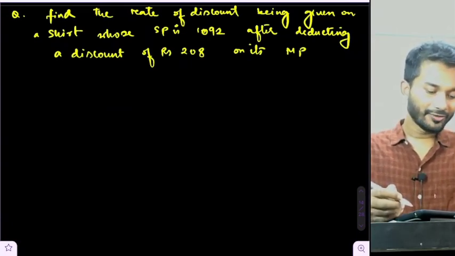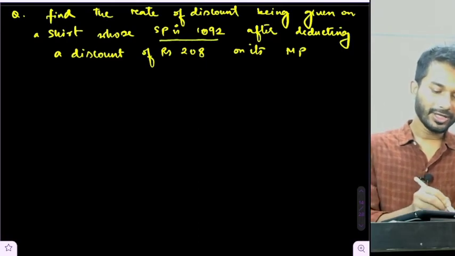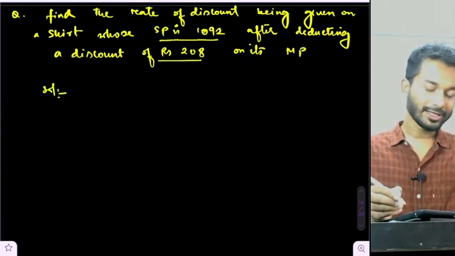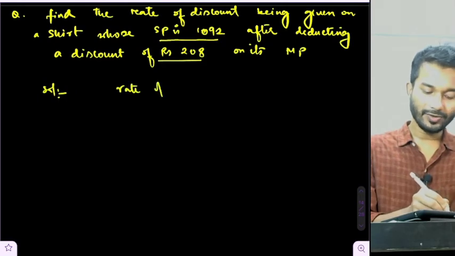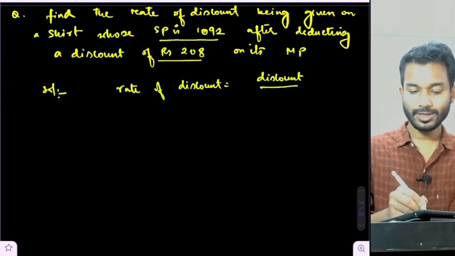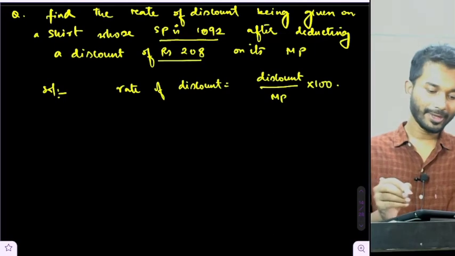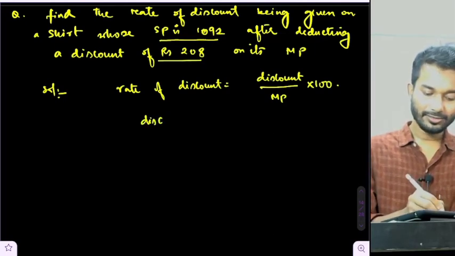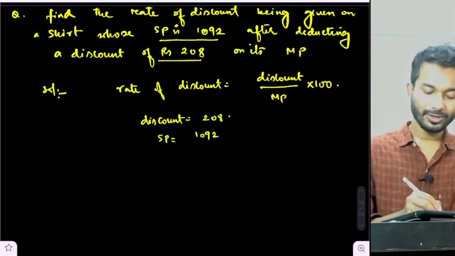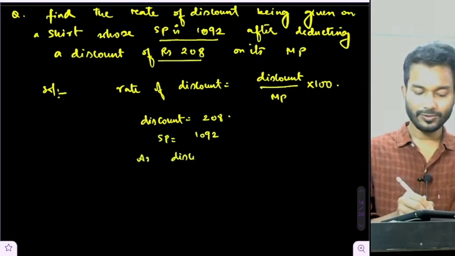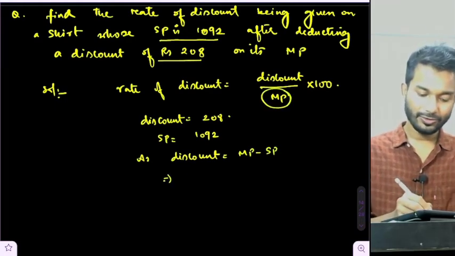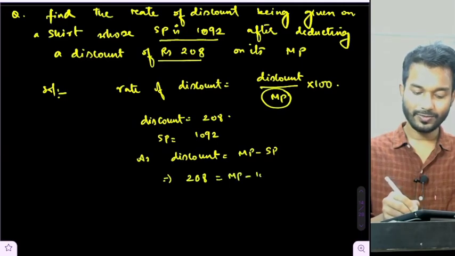Find the rate of discount given on a shirt whose selling price is 1092 after deducting a discount of 208 on its mark price. They are asking rate of discount. You know that rate of discount equals discount upon mark price into 100. Now what is given here? We are given that discount equals 208. Selling price is also given, 1092. As we know, discount equals mark price minus selling price. Our target is to find mark price. So 208 equals mark price minus 1092.